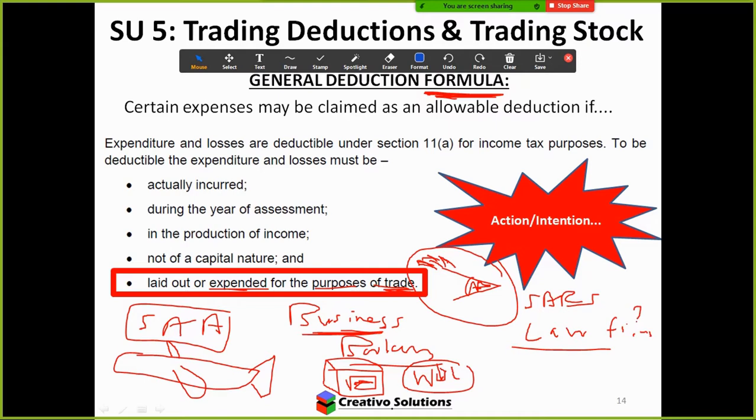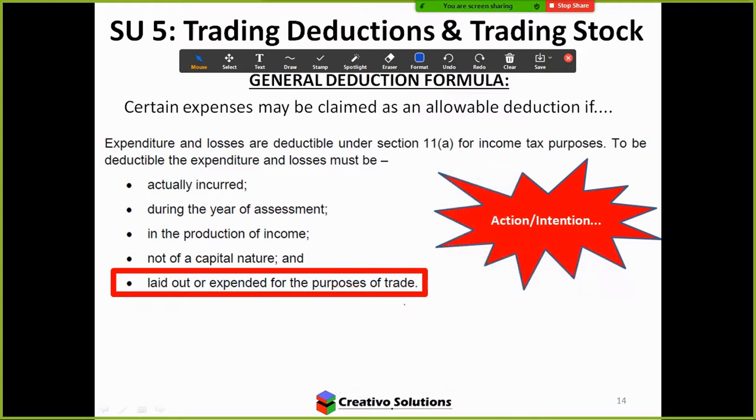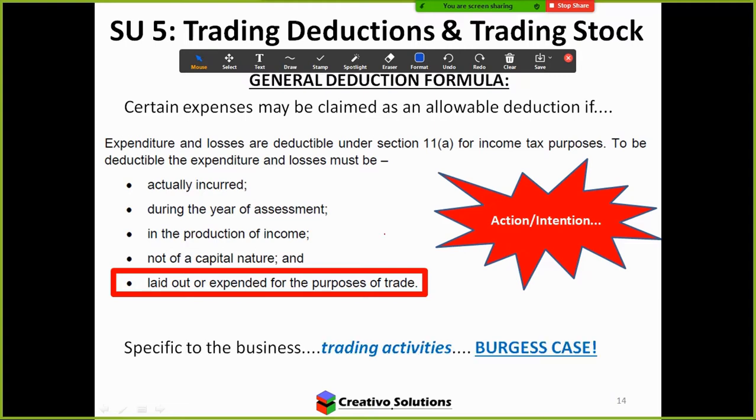What does the firm actually require that must be laid out or expended for the purposes of a trade? In other words, what do law firms actually need? What does SAA actually need? What does a bakery actually need? Does that make sense? Yes. A lot of this sounds quite logical, but you'll see when they give you a scenario, it's quite tricky to relate it to the scenario because sometimes it's not so obvious. So you just need to think about these cases.